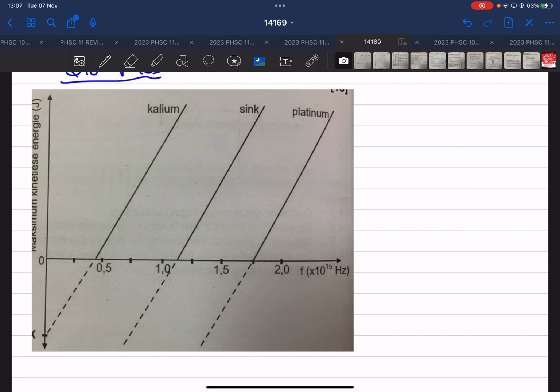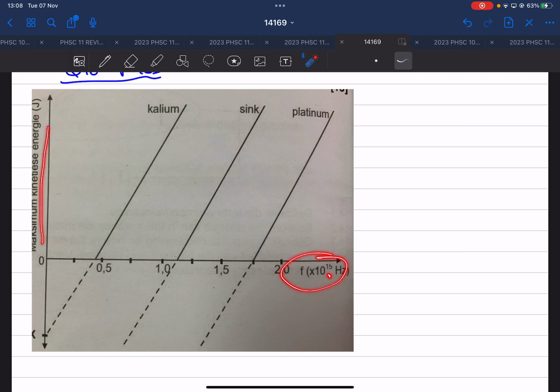Alright, they say there, an experiment is conducted to determine the relationship between the frequency of light that falls on a metal. So here we have frequency of the light there, and the maximum kinetic energy there. They do this with 3 different types of metals. Kalium is potassium, zinc and platinum.